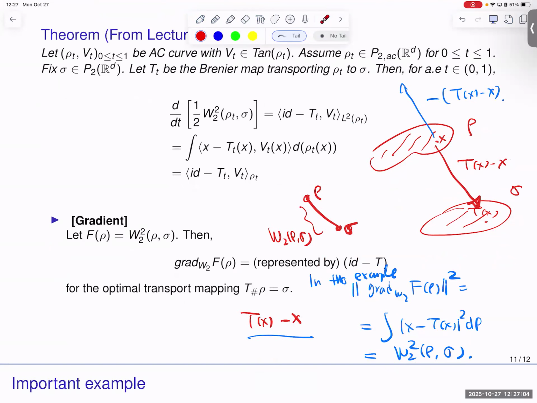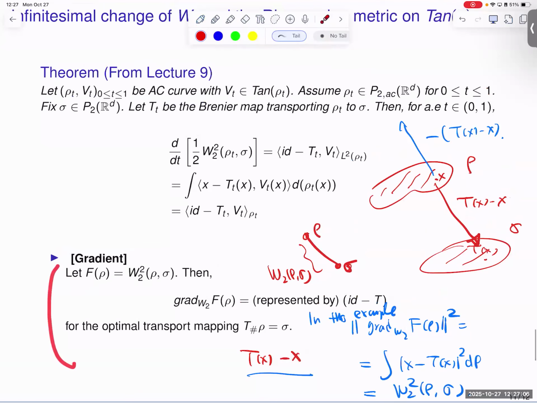All right. And of course, this is a result of the theorem you considered in lecture 9. So just review that, and then this implies this.